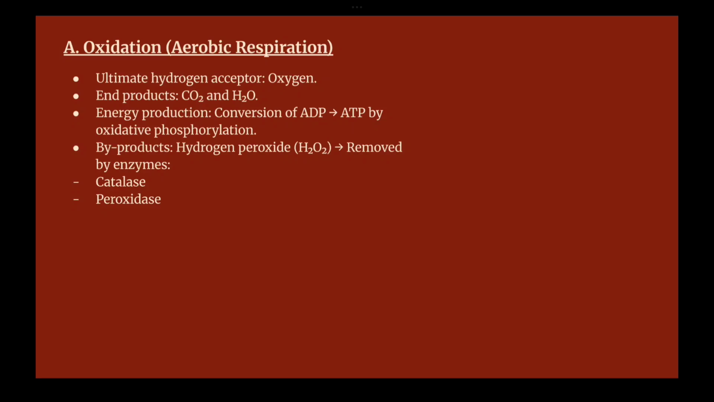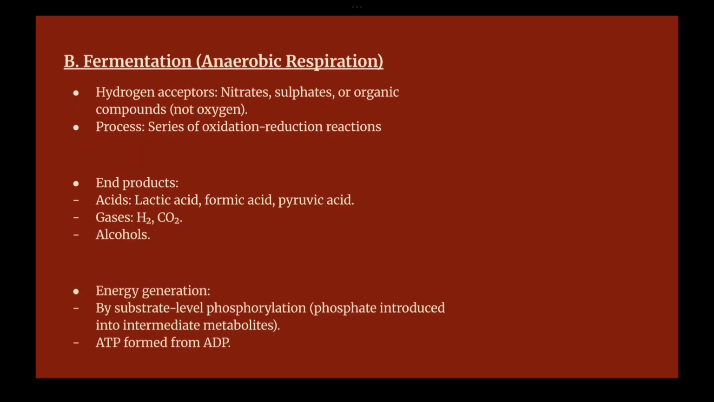Now the byproducts that are obtained during the process of oxidation are hydrogen peroxide, which can be removed by enzymes like catalase and peroxidases. Hydrogen peroxide is usually toxic and it is removed by certain enzymes present in the bacteria, like catalase and peroxidases. Moving to the second one, which is fermentation.